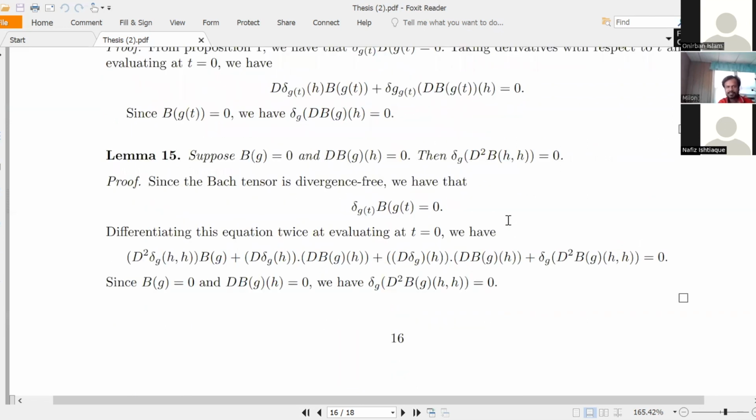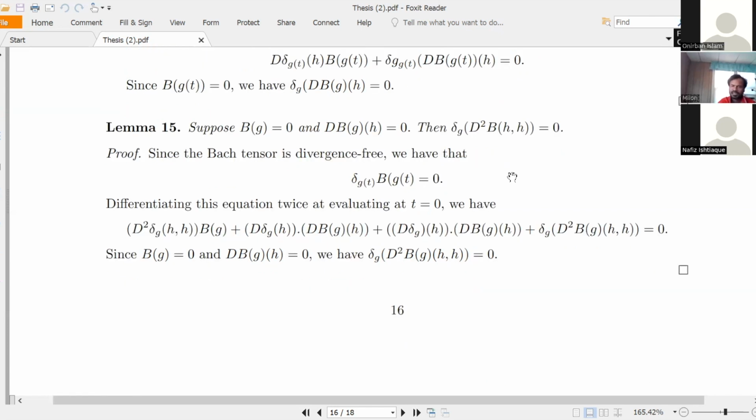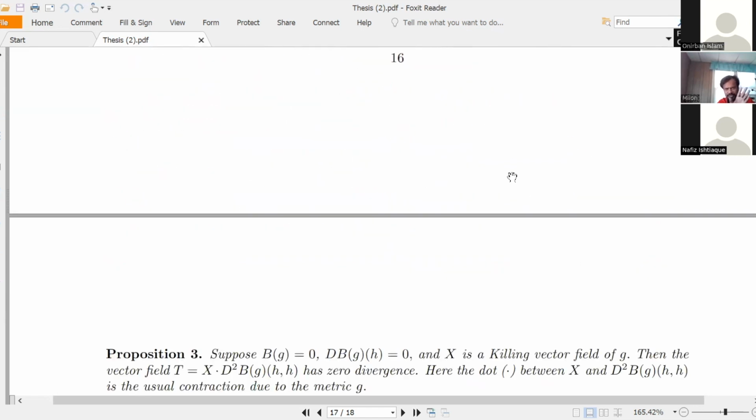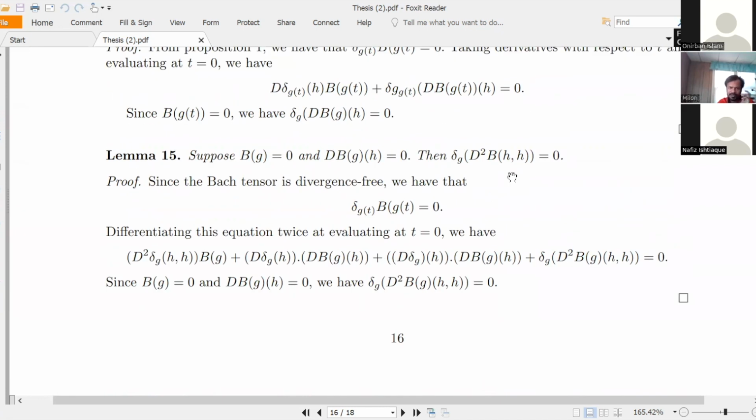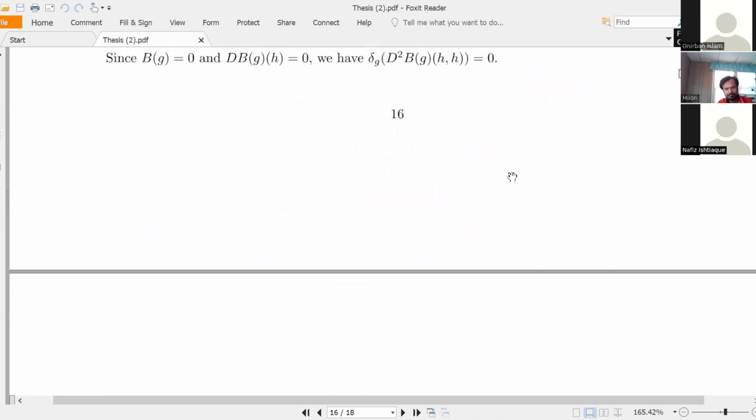The second result is: if you know that for a given metric, the Bach tensor is identically zero and H is a corresponding linearized solution, then the second variation of Bach is divergence free. The proof is not very difficult. It's just the Leibniz rule or product rule twice. Things become automatic whenever you can prove the divergence free property of Bach.